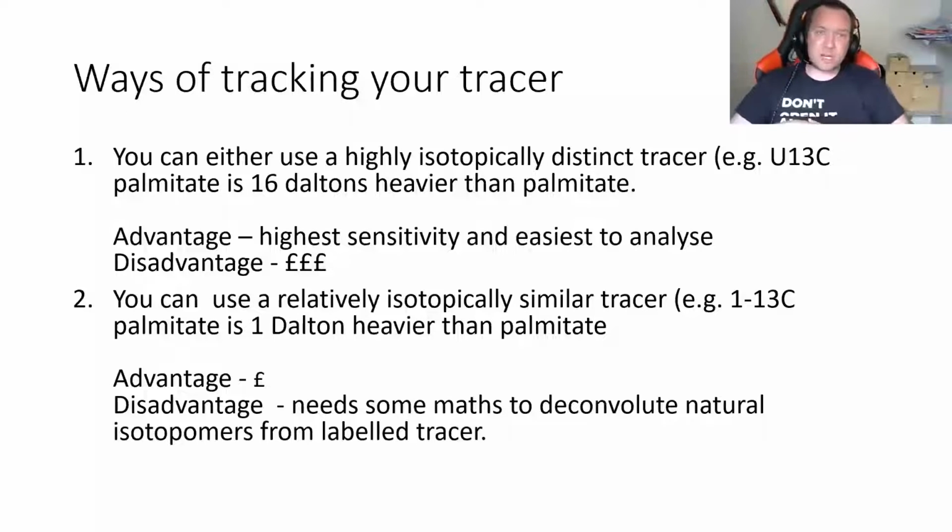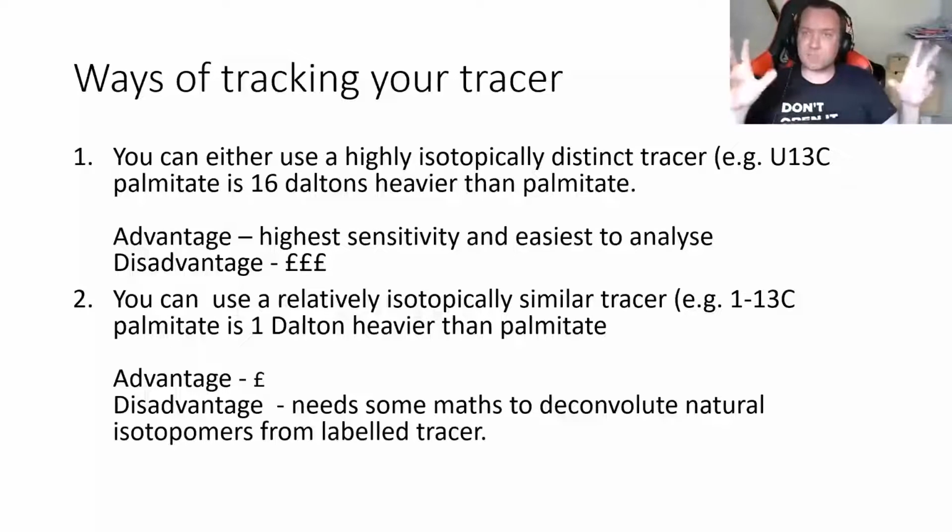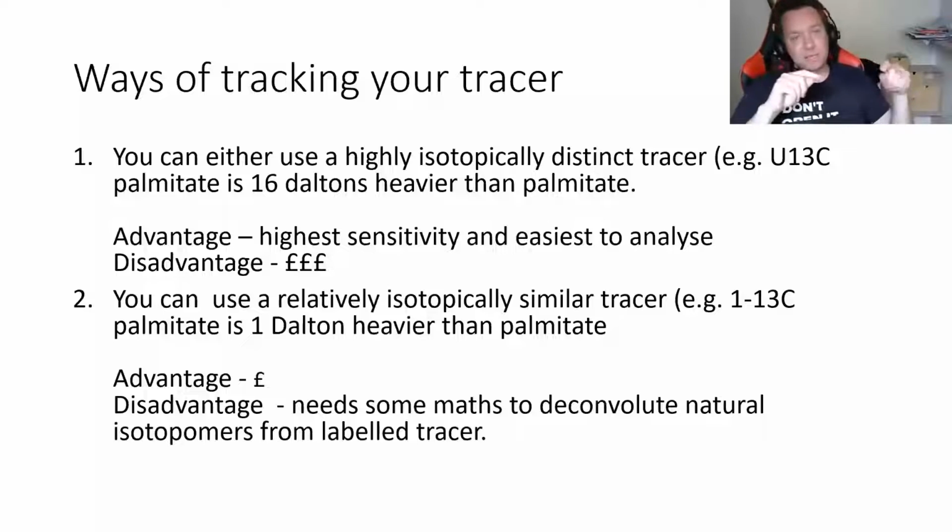So the kind of traces you can do are, you can either use the easy method, which is to use a highly isotopically distinct tracer. An example of this would be U13C palmitate. This is a palmitate where every single one of the 16 carbons in the palmitate has been replaced with 13C. The advantage of this is it's very, very sensitive and it's very easy to analyze. The disadvantage is it's very expensive.